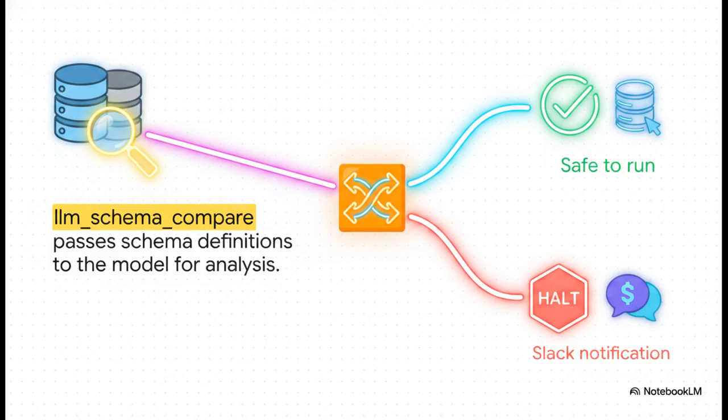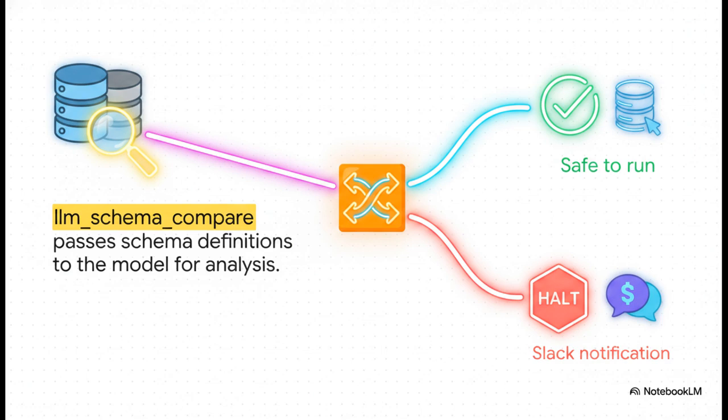This then immediately feeds into branching logic driven by the model's safety assessment. By using that schema compare decorator, we're passing the complete schema definitions of our source and warehouse tables straight to the model. It analyzes them, reports back, easy. Then the branch decorator takes over. We give it a system prompt, asking if the nightly ETL is actually safe to run.